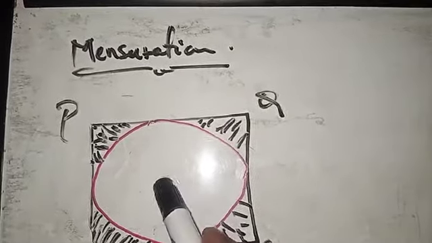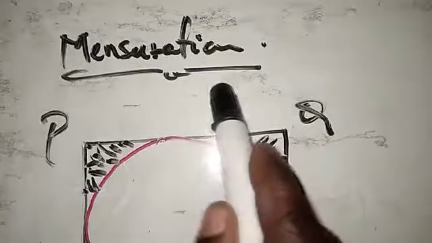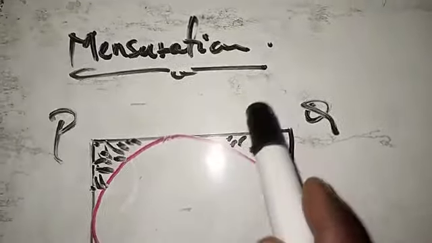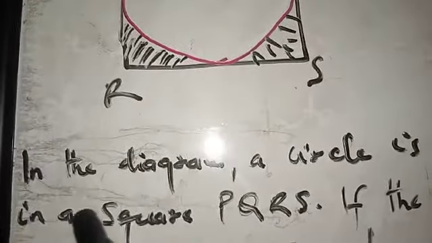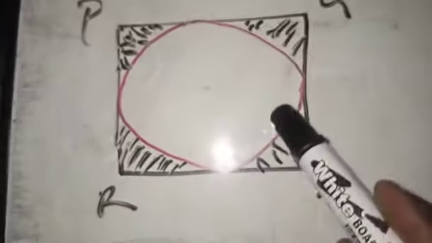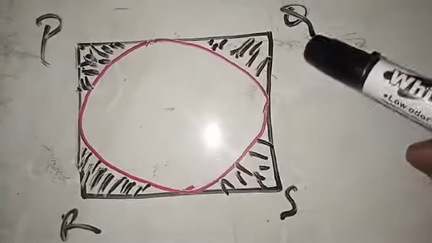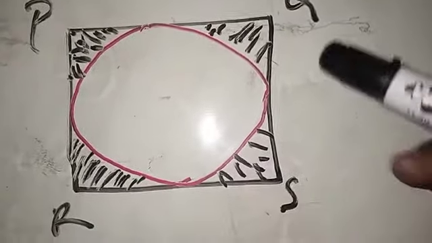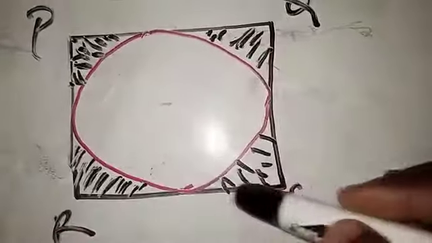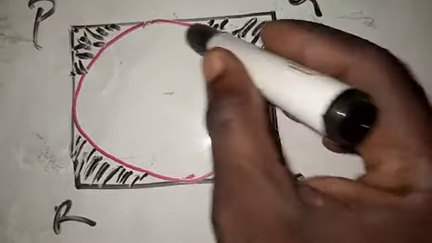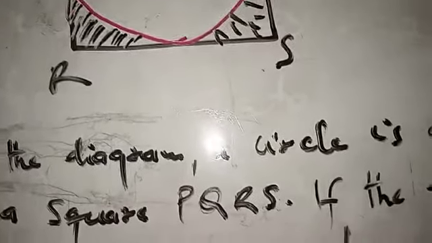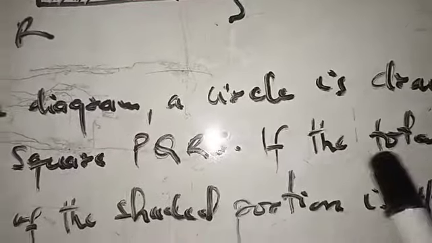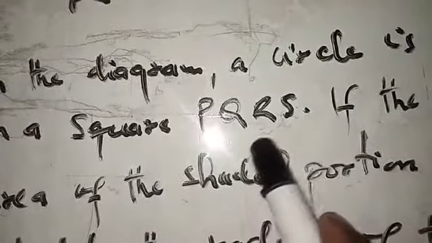Here you want to understand mensuration in mathematics, and I will demonstrate that with this exam question. The question says, in the diagram, so this is a diagram, and you can see that it is not drawn to scale. The black portion here is a square, and this is a circle inside of that square. So in the diagram, a circle is drawn in a square PQRS.